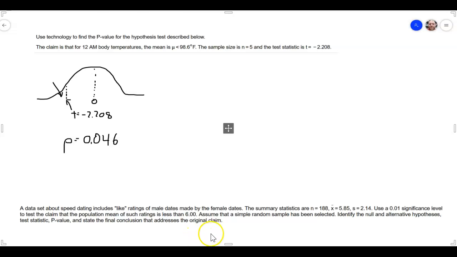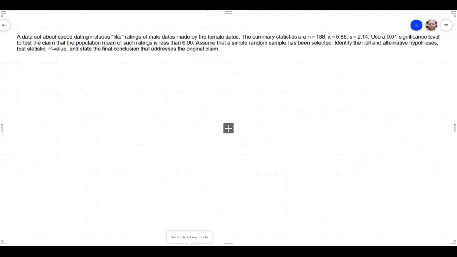So just a minute, let me pull this up. For this, I'm going to show you how to put the whole thing into the calculator, and then we'll go over a quick rundown of the entire claim process and how we go about supporting or not supporting our conclusion. All right, a data set about speed dating includes ratings of male dates made by the female dates. The summary statistics are: sample size is 188, sample mean is 5.85, sample standard deviation is 2.14. We want to use a 0.01 significance level, which is the strictest one we can use, to test the claim that the population mean of such ratings is less than 6.0. Assume that a simple random sample has been selected. Identify the null hypothesis, the test statistic, the p-value, and state the final conclusion.